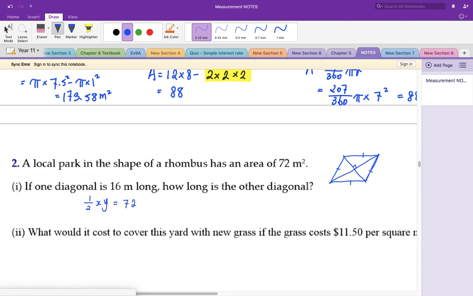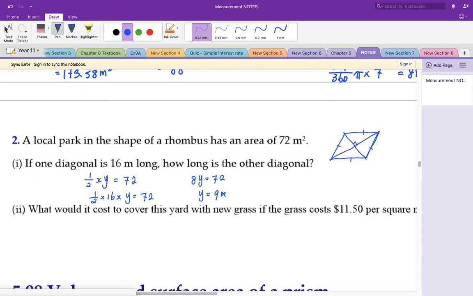We know one of the diagonals is 16 already, so half times, let's say x is 16, and we're trying to find y, right? So half times 16 is 8. Basically, you have 8y equals 72. So move 8 to the other side. Y is equal to 9 meters. So that's how long the other diagonal is.